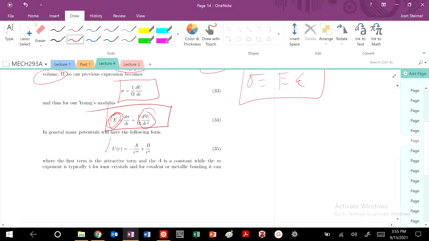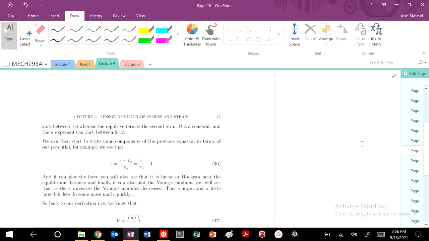And we've talked about, and you'll see in the problem sets, that there are quite a few potentials that you'll run into. Typically, the first term, if there's a negative term, is an attractive term, and then there's a repulsive term. So they usually take the following form. M is typically 1 for ionic crystals. For covalent metallic bonding, it could be 4 to 6. A repulsive term, B, can be constant. Again, the N exponent can be 9 to 12 for different materials.